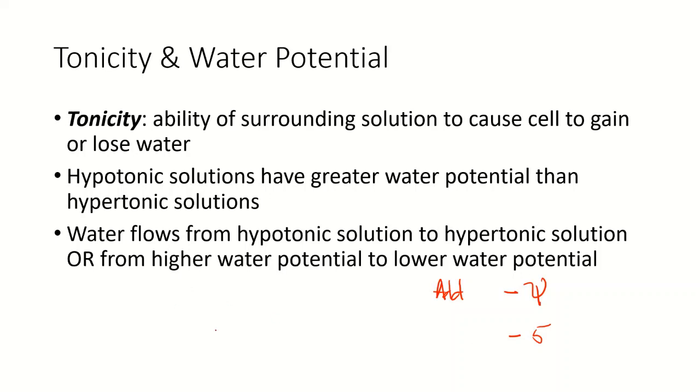On the other hand, a hypotonic solution is going to have less solute in it, so it may have a solute potential of like -2. So -2 is larger than -5. Remember, with negatives, the farther you get from 0, the smaller the number. And water always moves from hypotonic solutions to hypertonic solutions. So it goes from a high water potential to a low water potential. This is the direction that water would move.